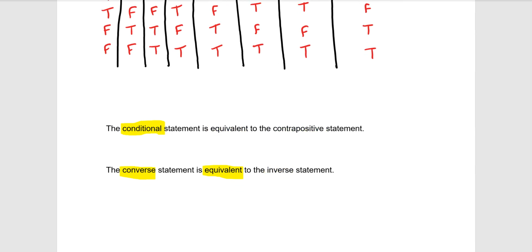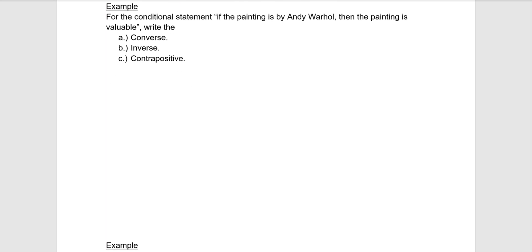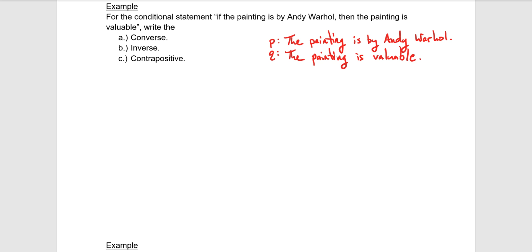Okay, so let's go ahead and do one more page here. Let's see this example. For the conditional statement, if the painting is by Andy Warhol, then the painting is valuable. And that's the conditional, and let's write the converse, inverse, and contrapositive. So first, statement P is the painting is by Andy Warhol, and statement Q is the painting is valuable.